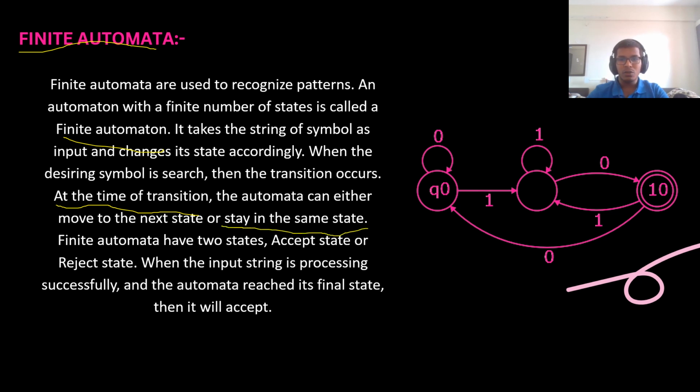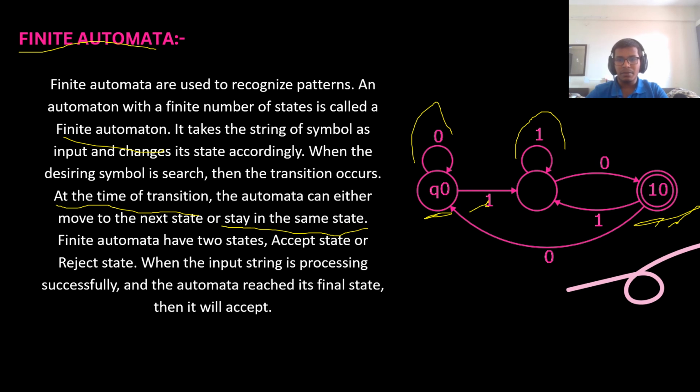So here Q0 is the initial state, and when input symbol 0 is given, it stays in the same state, and when 1 is given as an input symbol, then it reaches the next state. Similarly, in between we have an intermediate state. Here, when the input symbol is 1, it stays in the same state. When the input symbol is 0, it goes to the next state, that is Q2, which is the final state. And in the final state too, when the input symbol is 0, it reaches the initial start state, and when the input symbol is 1, it goes to the intermediate state.